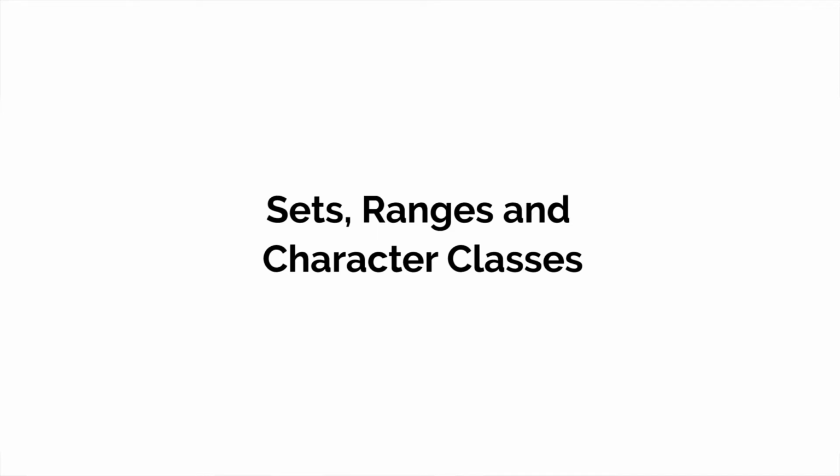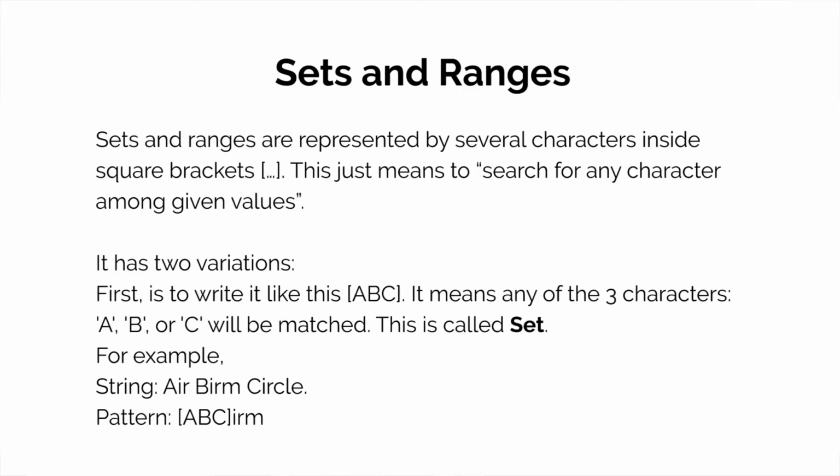In this video, we will talk about some more concepts of regular expression like sets, ranges, and character classes. Sets and ranges are represented by several characters inside square brackets, which just means to search for any character amongst the given values. There are two variations of writing these square brackets. One way is to write it like this: square brackets ABC. It just means any of the three characters A or B or C will be matched.